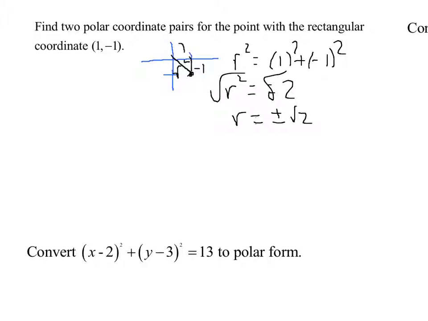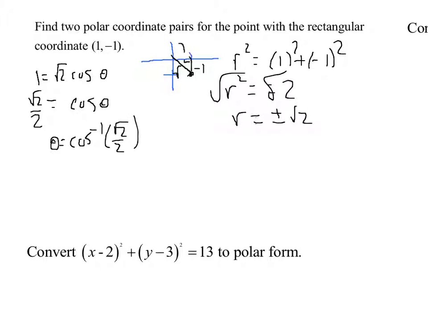Now we have r, and so we can use x equals r cosine theta. So you say 1 equals square root of 2 cosine theta. Cosine theta equals square root of 2 over 2. So theta equals the inverse cosine of square root of 2 over 2, which is pi over 4. Now we know theta and we know r. So we have 1 point: square root 2 comma pi over 4.